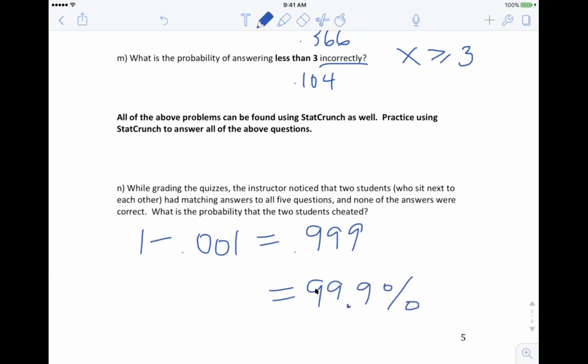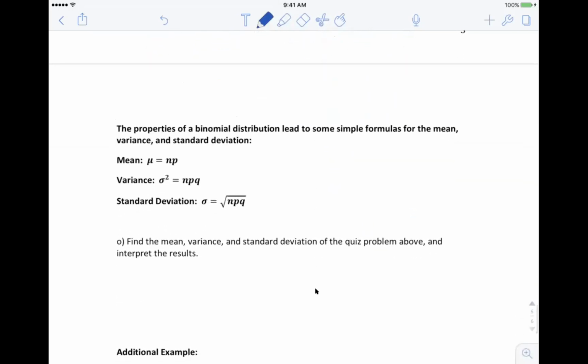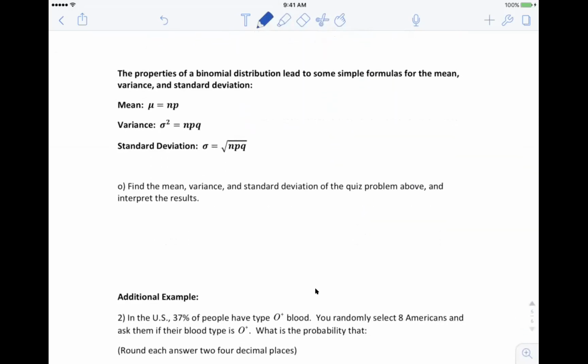Okay. All right. One more thing in this section, and then maybe we'll just try one more example for practice. You can find the mean, variance, and standard deviation of a binomial distribution with some pretty simple formulas. So if you get to a problem where you have to find those, just use these formulas. Don't use StatCrunch or anything fancy.